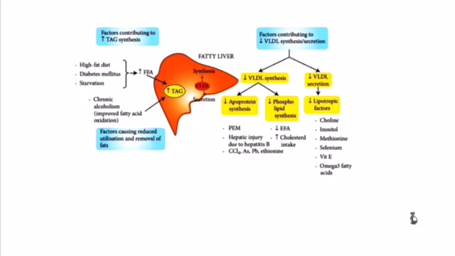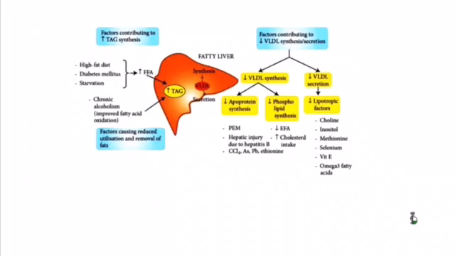Other factors causing reduced utilization and removal of fats are chronic alcoholism. And factors contributing to decreased VLDL synthesis or secretion are mainly two: decreased VLDL synthesis or decreased VLDL secretion. Firstly, decreased VLDL synthesis is mainly because of decreased apoprotein synthesis, that is mainly because of protein energy malnutrition where required amino acids are not available. Others include hepatic injury due to hepatitis B, CCl4 (carbon tetrachloride), arsenic, lead, ethylene, etc.